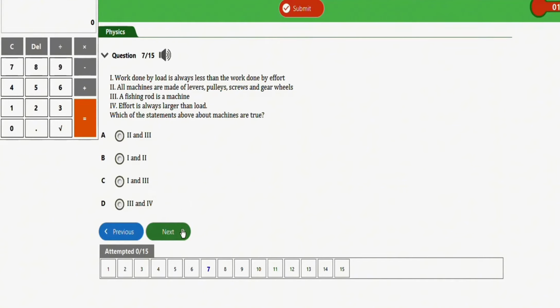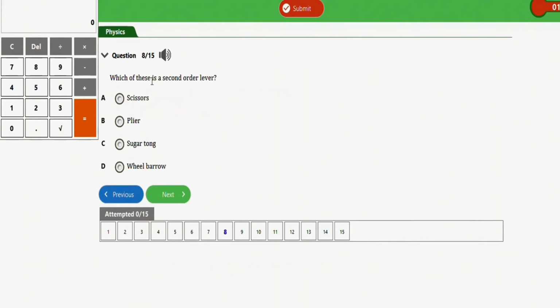The next repeated question says, which of these is a second order lever? It's obvious that wheelbarrow is the right answer, option D.